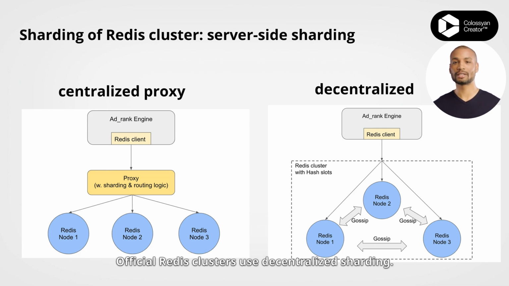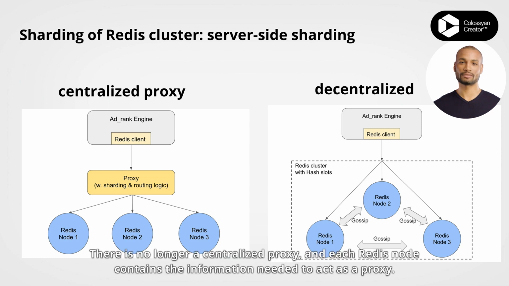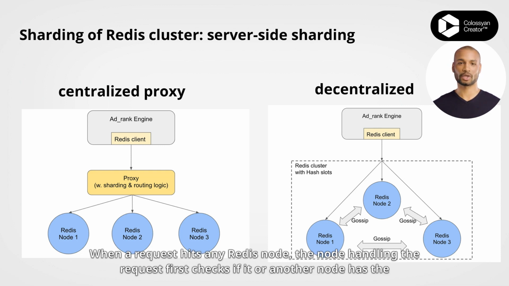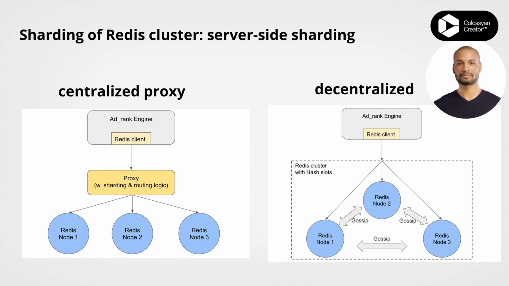Official Redis clusters use decentralized sharding. Each node in the cluster maintains a local copy of the routing table and updates it continuously through the Gossip protocol. There is no longer a centralized proxy, and each Redis node contains the information needed to act as a proxy. When a request hits any Redis node, the node handling the request first checks if it or another node has the requested data, then redirects the request to the appropriate node if the data is stored elsewhere.